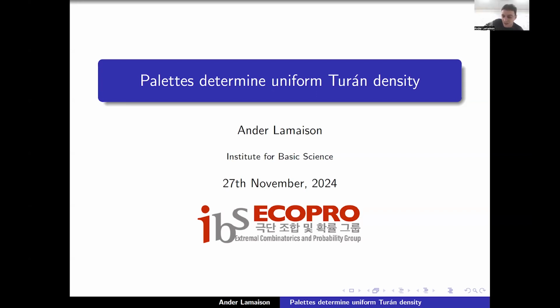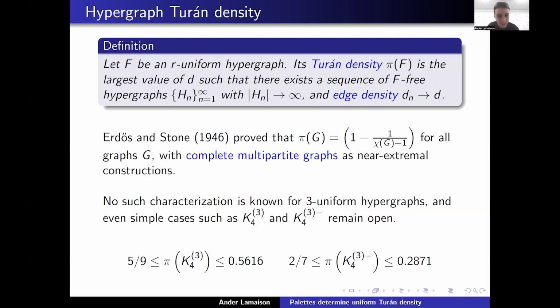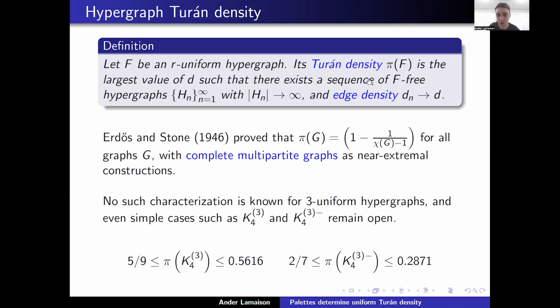So yes, this is a problem about hypergraph Turán. The natural point to start is with the definition of the Turán density of a hypergraph. Fortunately, you have already seen this slide 4.5 hours ago on the very first slide of this conference. But in case someone was not there, the Turán density of a hypergraph F is the largest value of d such that you have arbitrarily large hypergraphs with edge density arbitrarily close to d, which do not contain F as a subgraph.